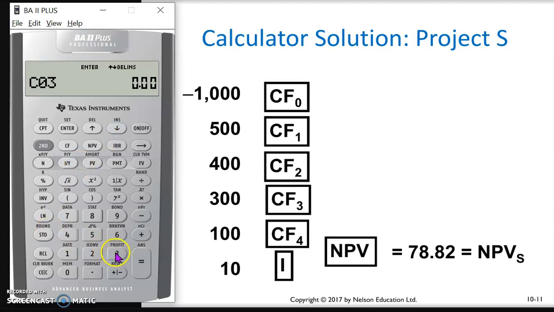Go in to $300 as cash flow 3. Enter to set the values. Down arrow key and retaining frequency as 1. Down arrow key and cash flow 4 of $100, and enter to set the value and frequency of 1.